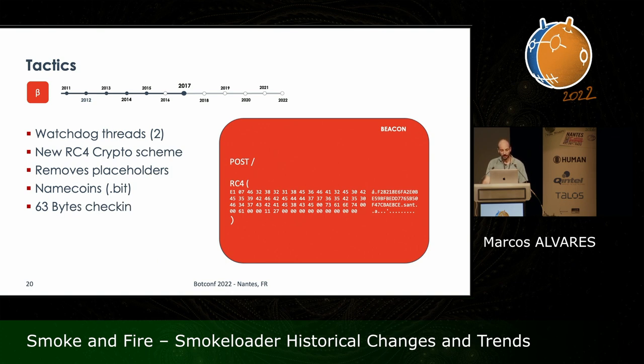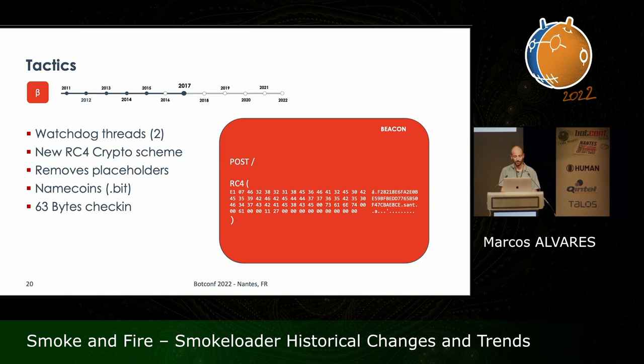And yeah, they just RC4 this guy and send it to the controller. They also implemented support to name coins to .bit domains using OpenNIC. And the check-in back then, in 2017, had a fixed 63 bytes, and actually this was a problem because people started to fingerprint Smokeloader network traffic based on the size.